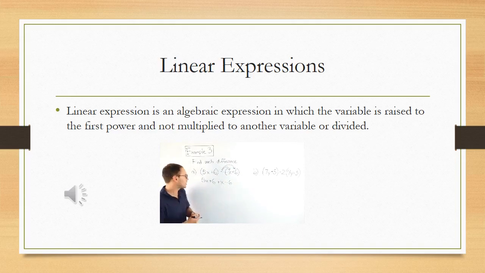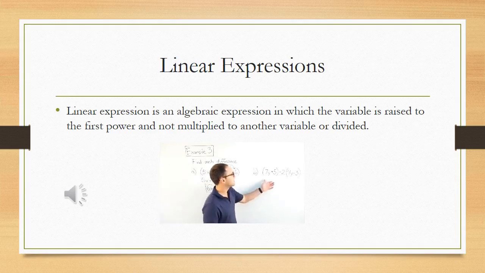combine my like terms. 5x plus x would give me 6x, and plus 6 and a minus 6 is going to be 0. So that is just going to be 6x. For part B, same thing. I'm going to need to distribute not only this negative or this minus, but also the 2.